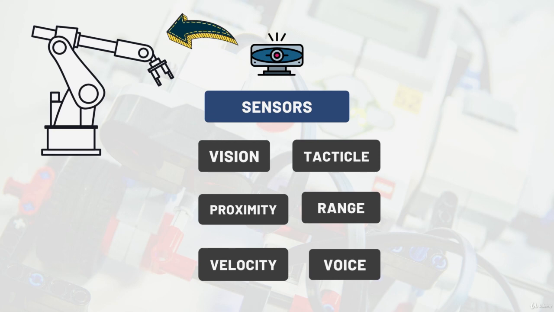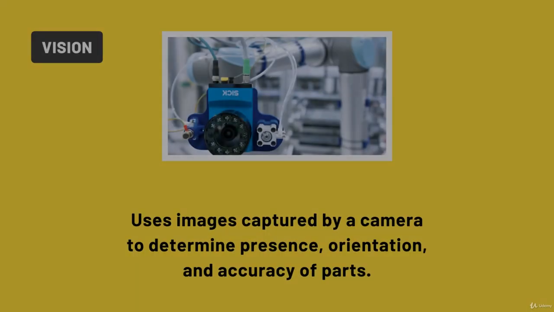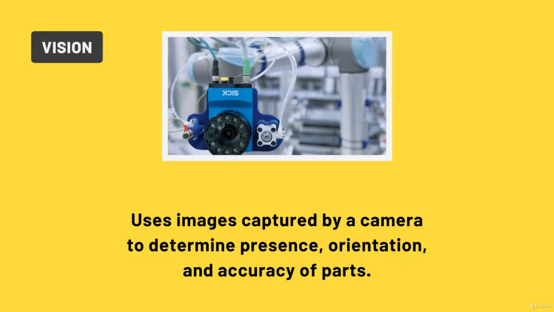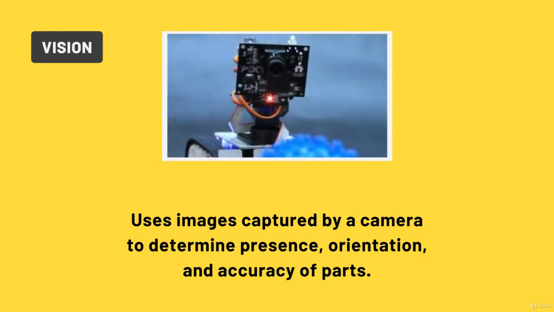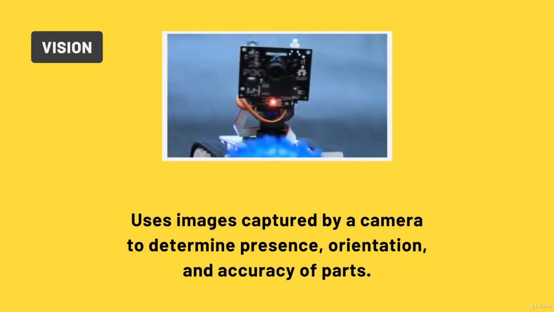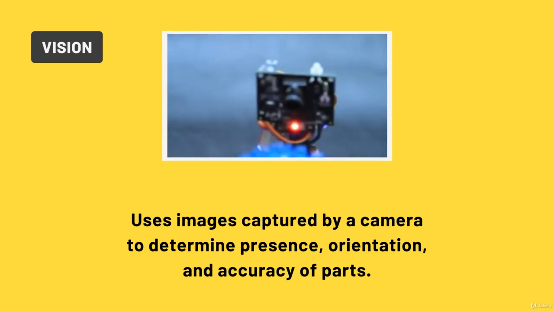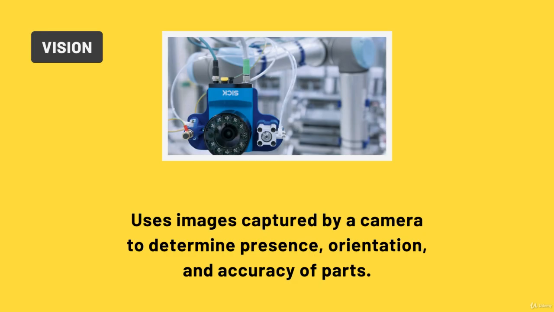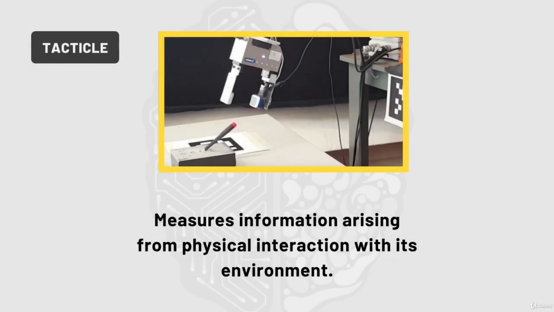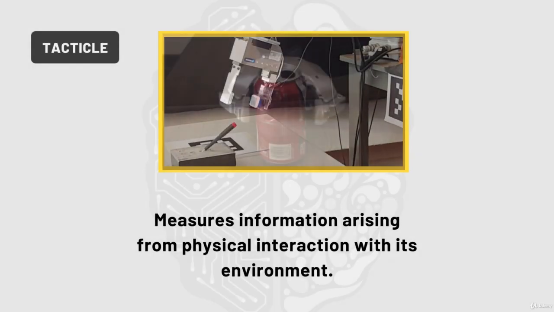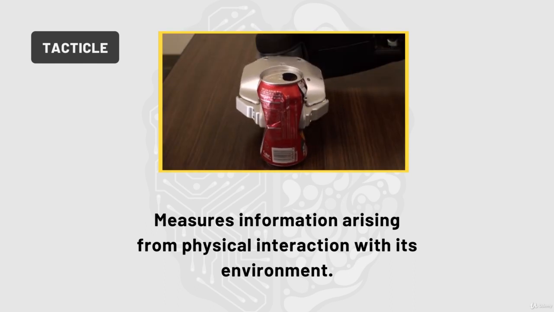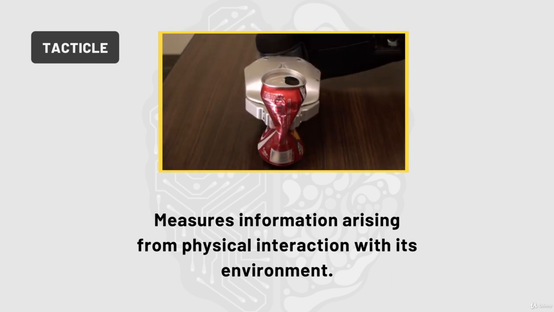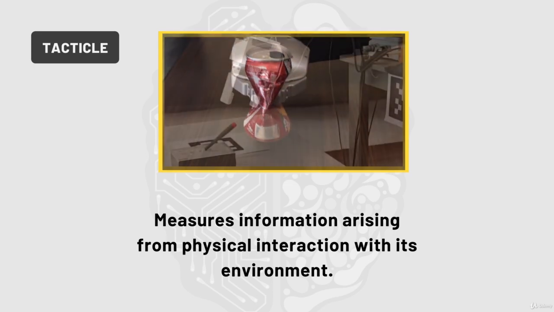Now let's understand some of the most common sensors used in a robotic system. First is the vision sensor. A vision sensor uses images captured by a camera to determine presence, orientation, and accuracy of parts. Tactile sensor is a device that measures information arising from physical interaction with its environment.